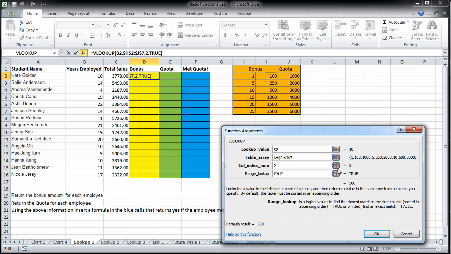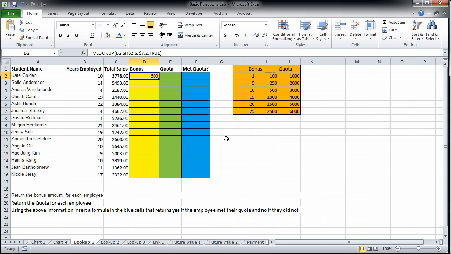It says 500. I'll audit it real quick. She's been here 10 years, should get 500. I'll say okay. Now I'm going to go ahead and fill this down, and I'll audit the last person here. Last person here worked 17 years. Looks like the bonus is 1,000. Yep, because they have yet to make 20 years.